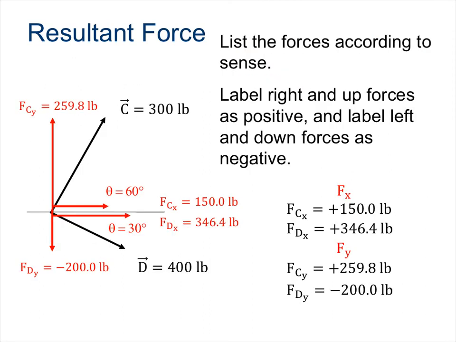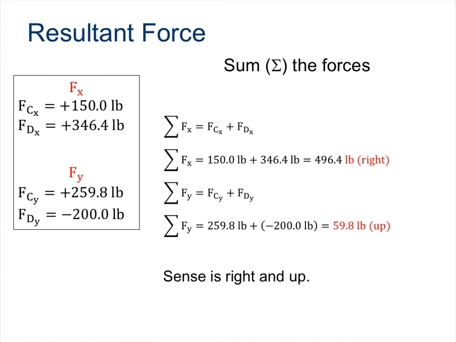To find the resultant force, let's list the forces according to their sense. I had two forces going to the right, 150 pounds and 346.4 pounds. And for all the forces that are going in the y direction, I have 259.8 pounds and negative 200 pounds of force. If we add those forces together respectively, I get 150 plus 346.4, which gives me 496.4 pounds of force in the right direction, and 259.8 pounds of force plus a negative 200 pounds of force gives me 59.8 pounds of force going up. So my sense of my resultant force is going to be to the right and up.